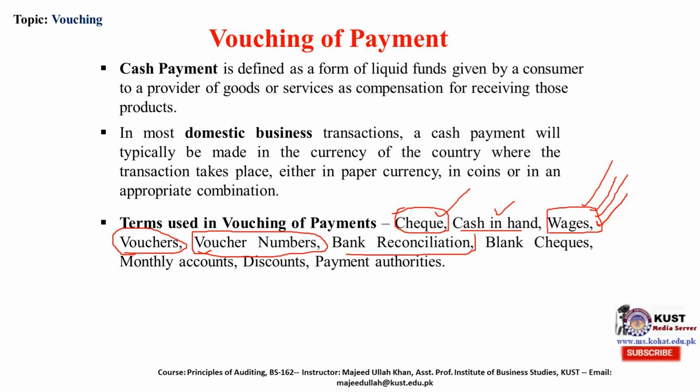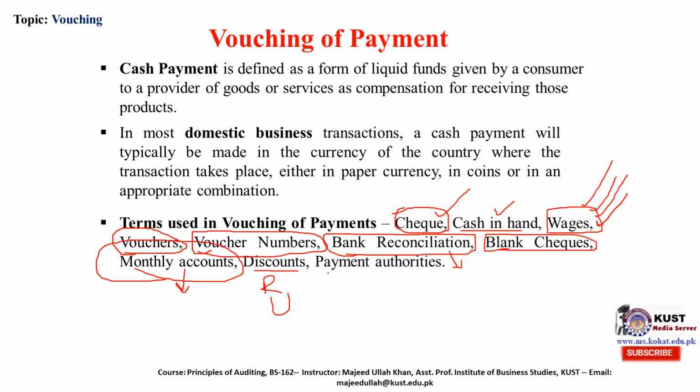Bank reconciliation is a statement. It should be made on a monthly basis. Blank cheques should be kept under lock by an authorized person. The monthly accounts should be tallied and checked with their source documents. Discounts should be checked, and the rate should be checked to see if it is inconsistent with prevailing practices. Unusual discounts should be deeply investigated.